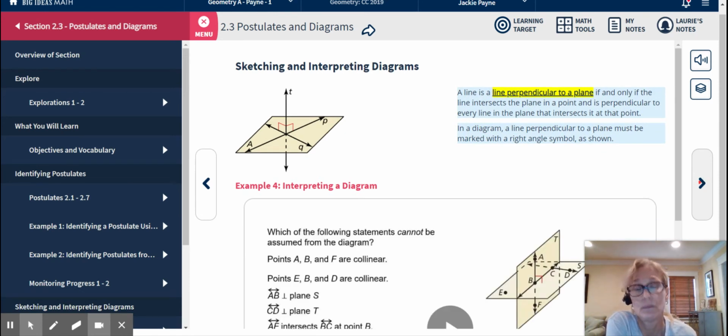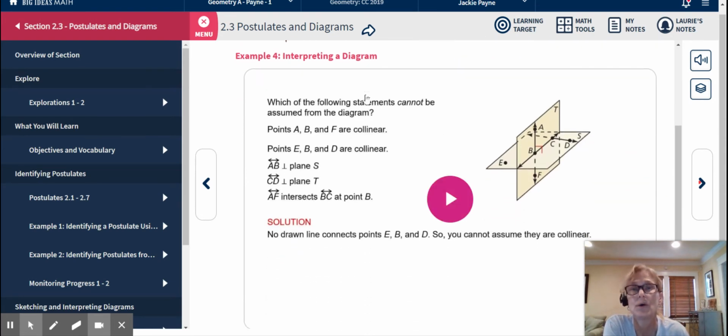So number 4, a line is perpendicular to a plane if and only if, that's our biconditional statement, the line intersects the plane in a point and is perpendicular to every line in the plane that intersects it at that point. So in a diagram, a line perpendicular must be marked with the right angle. If you don't see that little right angle, then it's not. You cannot assume, okay?